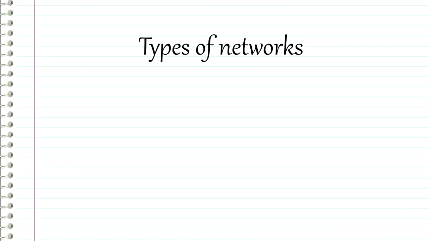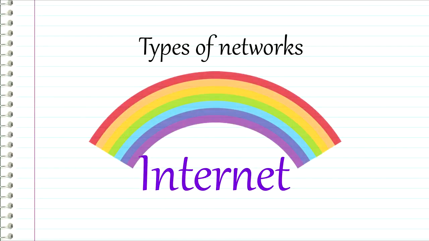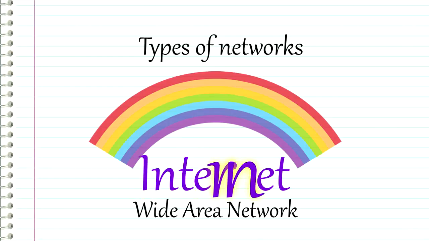So guys, let's see what types of networks exist. You are using one type of network right now to view this course. It is called the Internet. The Internet is a wide area network, WAN. The type of network depends on the geographical distance it covers.